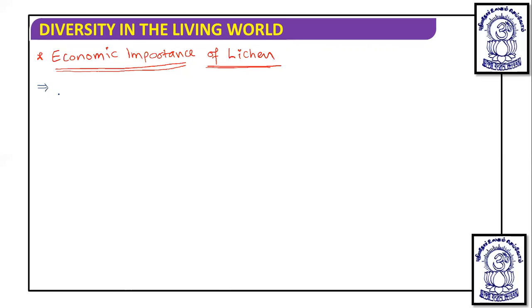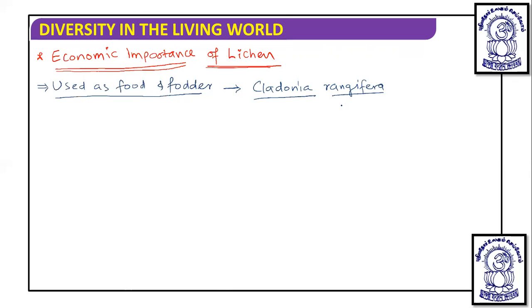First, they are used as food and fodder. There is one species whose name is Cladonia rangiferina. This Cladonia rangiferina, which is also known as reindeer moss, is used as food in the tundra region.